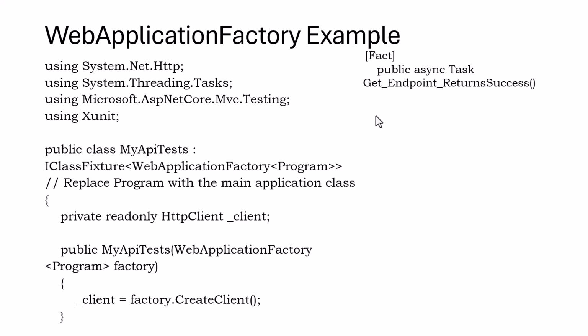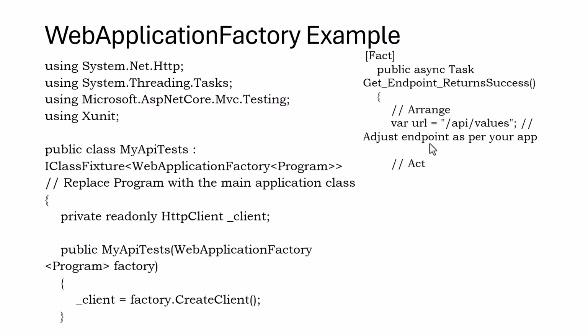Next is the test. Public async Task GetEndpoint, just one test I will create, and I will run this test for both the test server as well as the Web Application Factory, to show that both work with our setup. Arrange, act, assert. So our URL is /api/values. Adjust the endpoint as per your app. My endpoint I have already defined in the previous lecture, our values controller. We'll call that in due course.